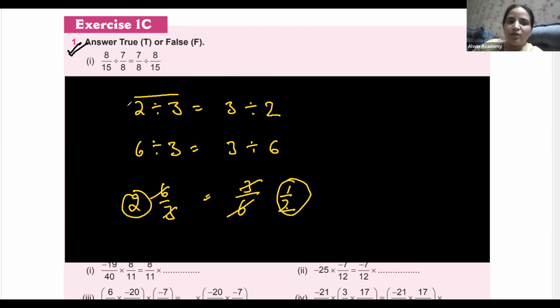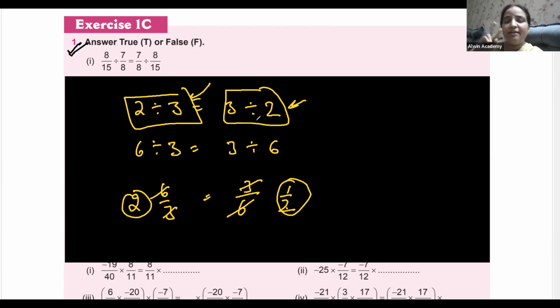So that means when you change the order in division, the answer is never the same. You cannot get the answer correct. So that means division in rational numbers is not commutative. What is this property of changing the order called? The property of changing the order is called commutative property.